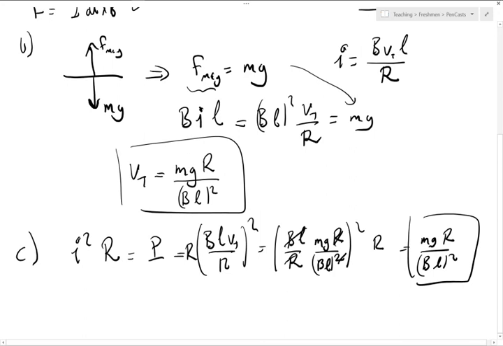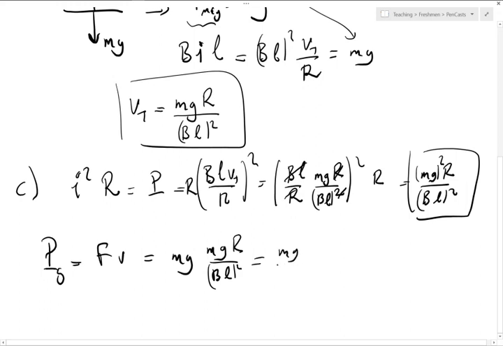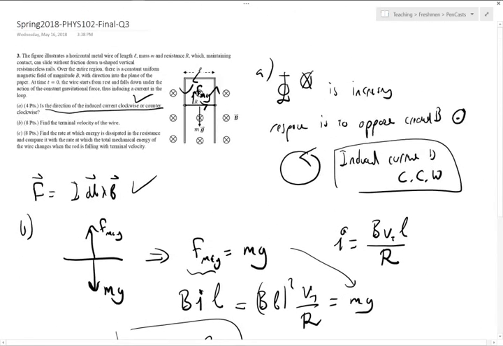Where is this energy coming from? It's the work done by the gravitational potential. So power gravitational will be F times V. F is mg, V is V terminal. Oh, okay, so I have to be careful, right? mg squared, BL square. Good. mg squared times R divided by BL square. So that gives me the same result. So we have correctly solved this problem.